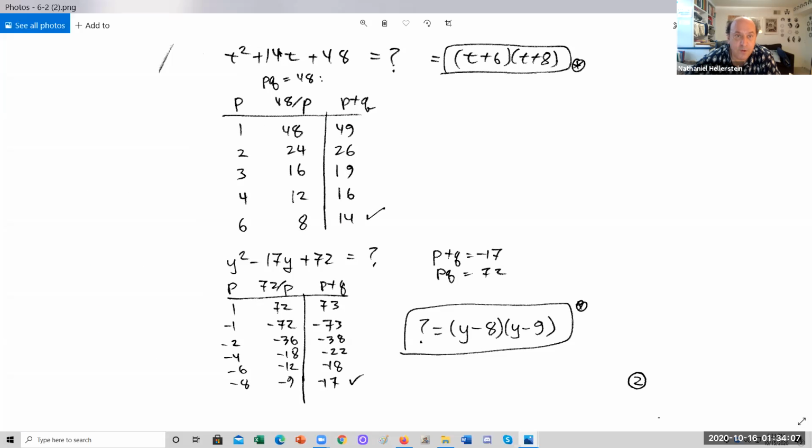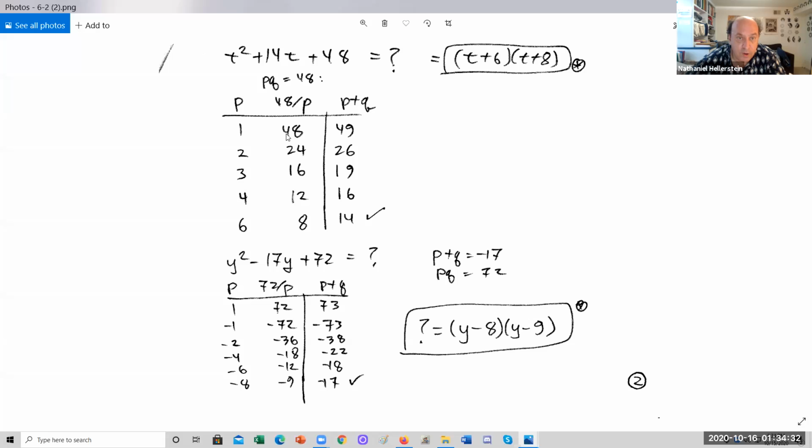t squared minus 14t plus 48. Their product must be 48, and the sum must be 14. So we look at the various factors of 48. Whatever p is, q is 48 over that, and we look for the sum.